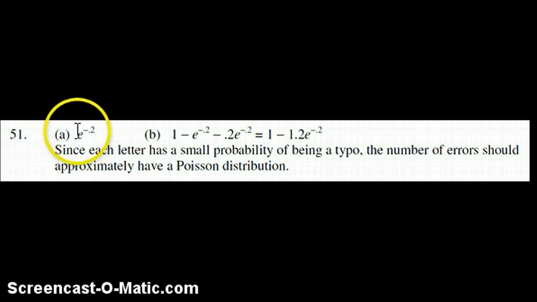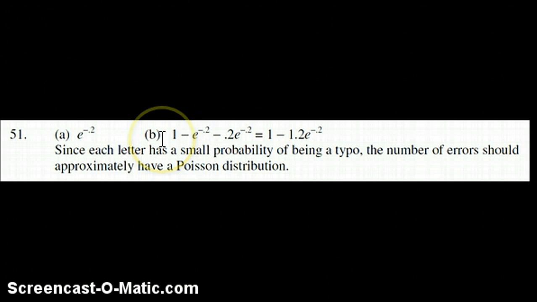So this first one right here, the probability that it would contain 0, this is essentially just putting 0 into the PMF for the Poisson. So in other words, your k equals 0. Your lambda here would be 0.2. Lambda is the rate or the expected number of errors. Remember in a Poisson that the expected value and the variance are both equal to lambda also. That can help you in some of these problems.